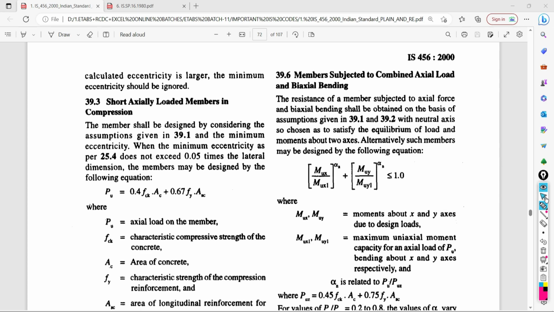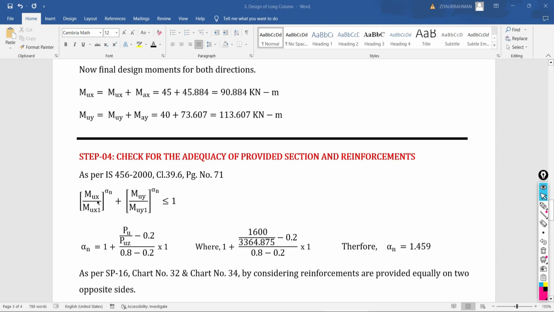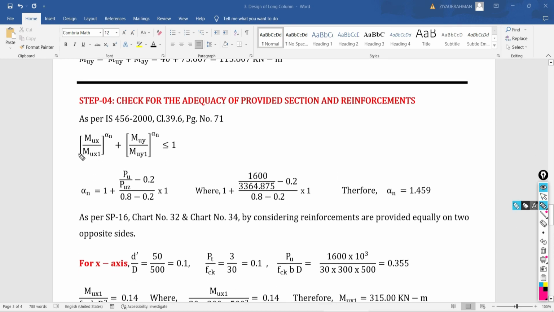So here we are going to perform this check in our proposed example. Earlier we have calculated MUX and MUY. Now we need to calculate the moment resisting capacity of the section as MUX1 and MUY1. But before that, we also need to calculate the alpha n value. For calculating this alpha n, we have the formula 1 plus PU by PUZ minus 0.2 divided by 0.8 minus 0.2. If we put all the values in this equation, we get the value of alpha n as 1.459.